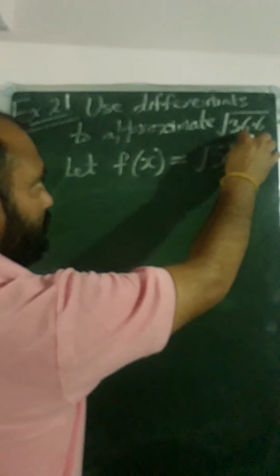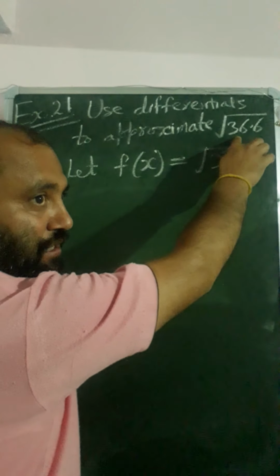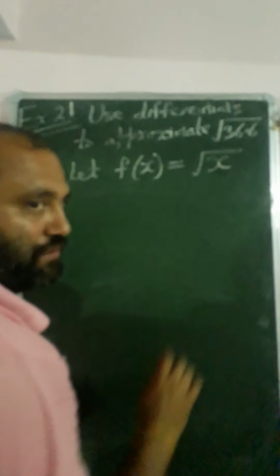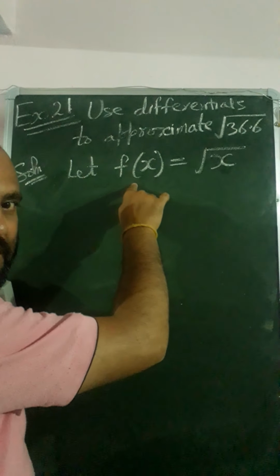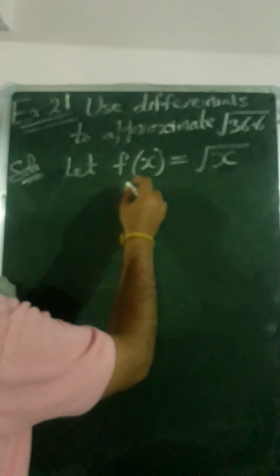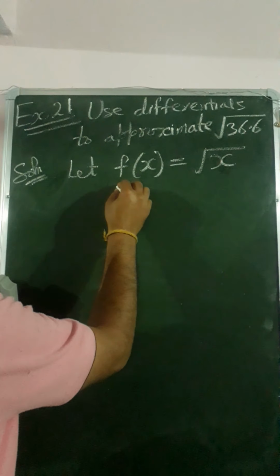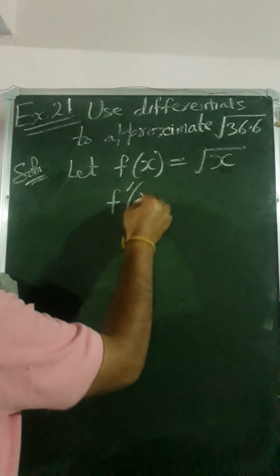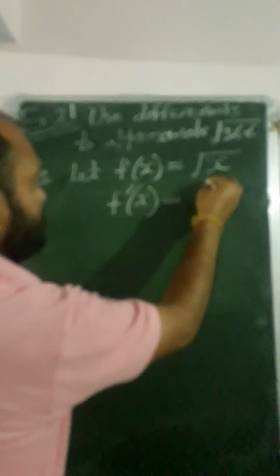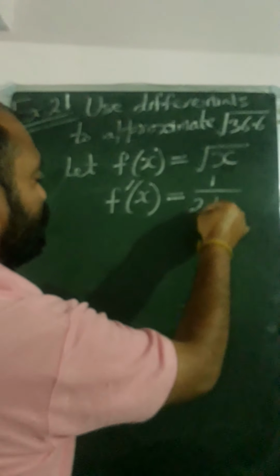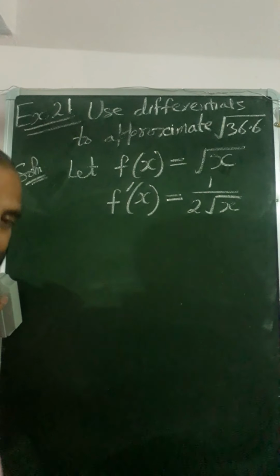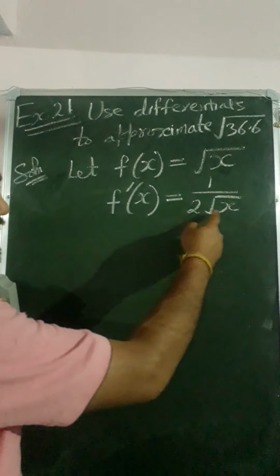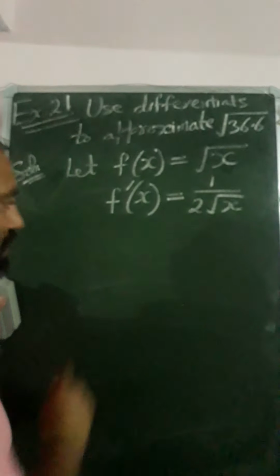Looking at this question, we have to choose the function. So we have chosen f x equal to square root of x. Now what is the derivative of this? What is the value of f dash x? It is 1 upon 2 root x. So this is the derivative of this function.